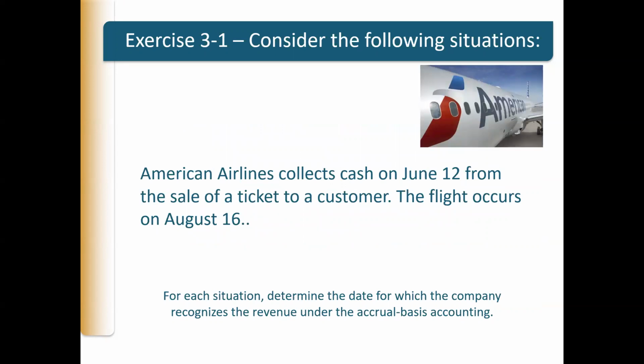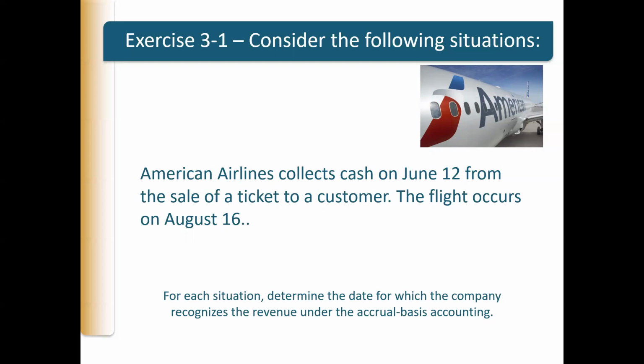On this one, American Airlines collects cash on June 12th from the sale of a ticket to a customer. The flight occurs on August 16th. Which date will we recognize revenue under the accrual basis of accounting? Would we recognize it on June 12th, or would we recognize it on August 16th?